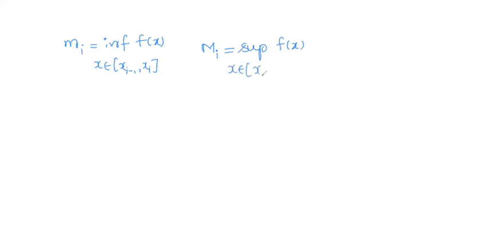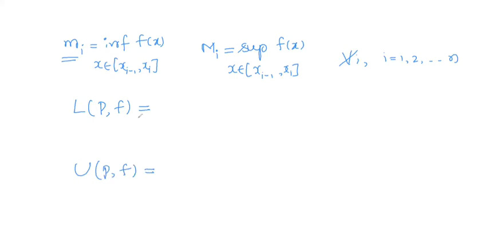Small mi is the infimum of all f of x values as x varies over the ith closed interval xi minus 1 to xi, and capital Mi is the supremum of all f of x values as x varies over the interval xi minus 1 to xi. Next, using these for all i, we define the notions of lower Riemann sum and upper Riemann sum.